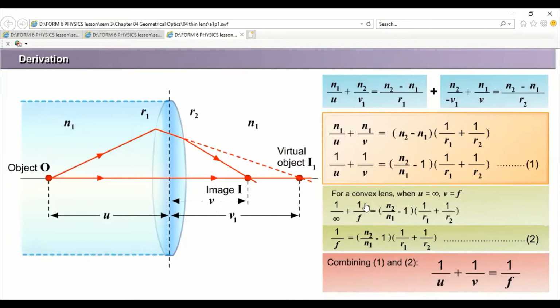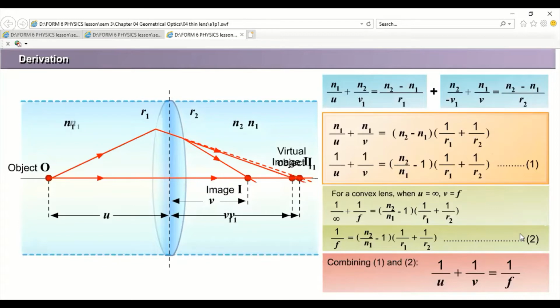For the convex lens, we know that when the object is at a far distance of infinity, the image will form at F. So we substitute into the formula and find that 1 over infinity plus 1 over F equals N2 over N1 minus 1 times 1 over R1 plus 1 over R2. Rearranging, 1 over F equals N2 over N1 minus 1 times 1 over R1 plus 1 over R2. Combining the first equation and the second equation, we notice that N2 over N1 minus 1 times 1 over R1 plus 1 over R2 is equal to this part, so we can set that 1 over U plus 1 over V is equal to 1 over F.